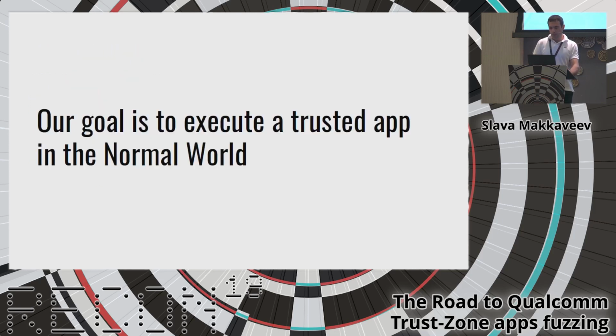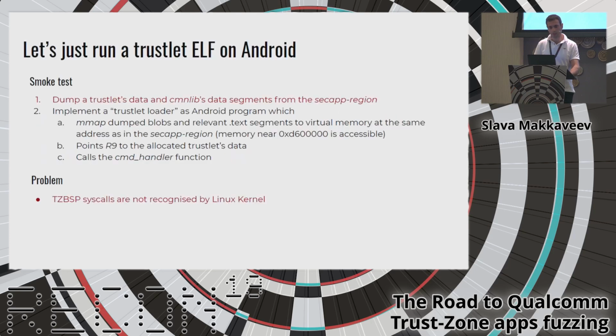So now we know that a trustlet is an ELF file. Let's try to run it in the normal world on Android. Because if we can run it, then we can fuzz it. But what does it mean to run a trustlet in the secure world?